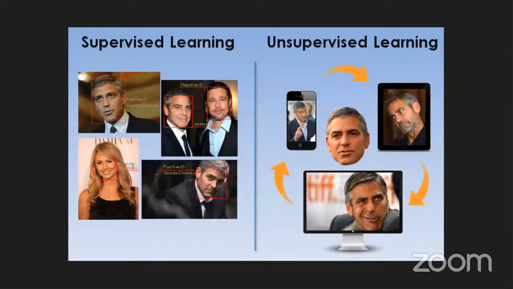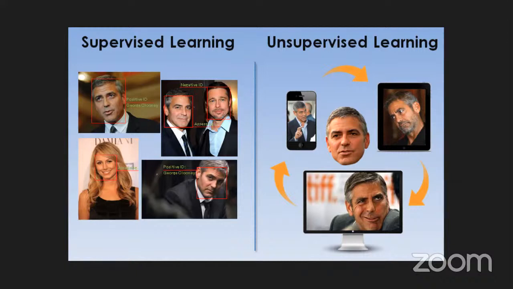Now, what does that mean? Let's look at a real life example of supervised learning versus unsupervised learning, right? If I had the photo of George Clooney, which I have, and I train the model using the photo of George Clooney, and I say this is what George Clooney looks like, and I've taken his face from several different angles, right? Then I would essentially take all of his face photos and put them in.